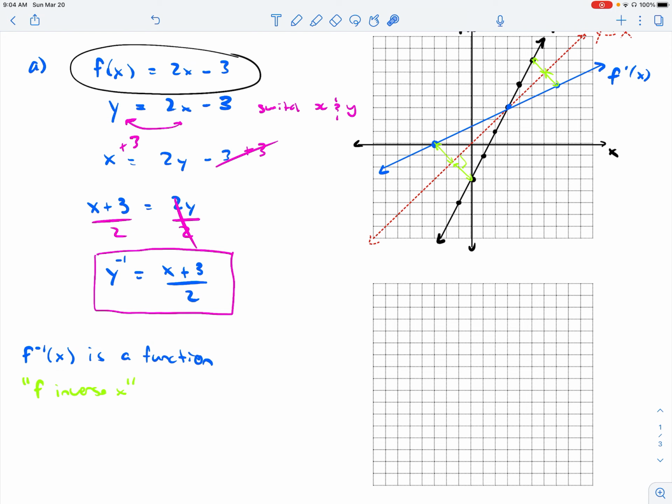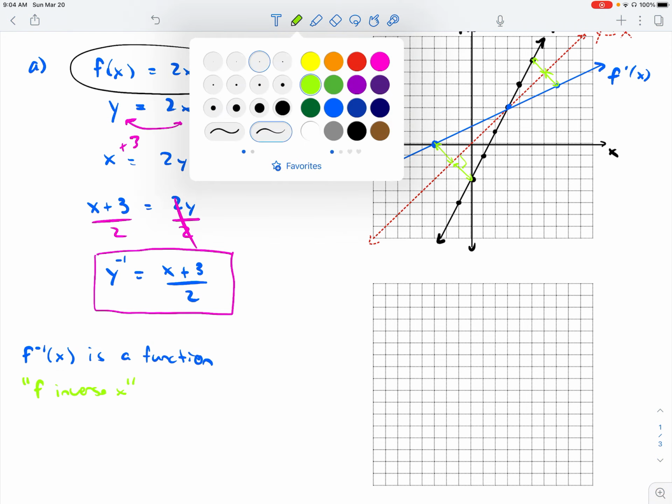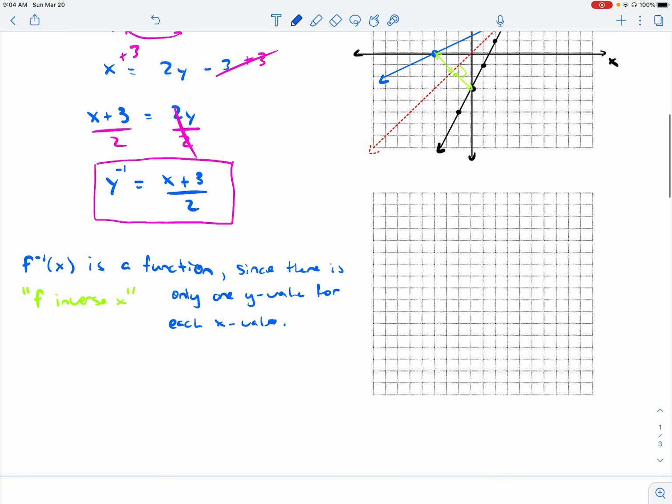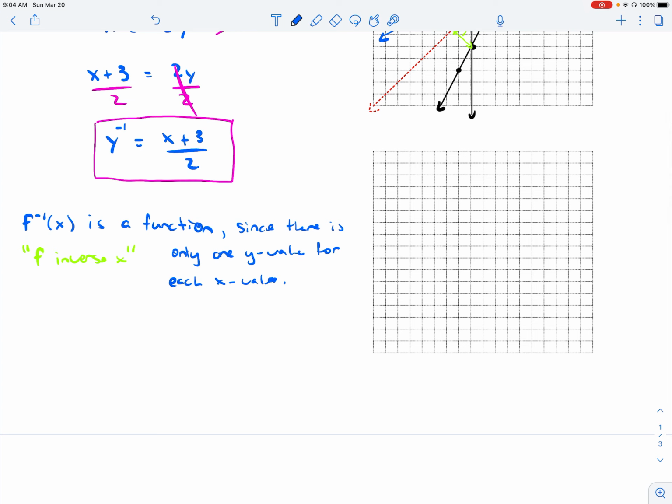F inverse x is a function, and now we can say y, since there is only one y value for each x value. So in other words, it passes the vertical line test.